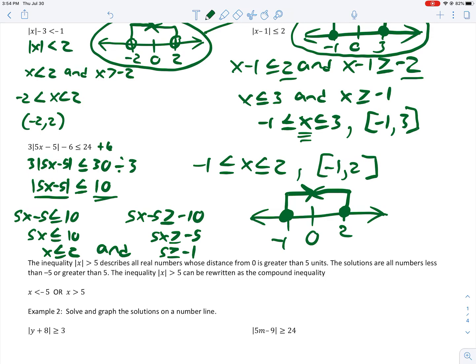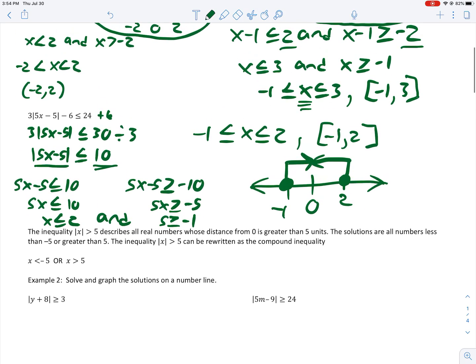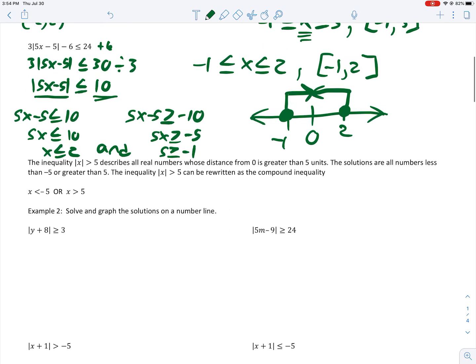So again, you have those two cases: all the numbers less than 10 and greater than negative 10. Very similar to the equation, positive and negative. So we did equal in 2.2. Now in 2.3 we did less than. What about the numbers greater than?